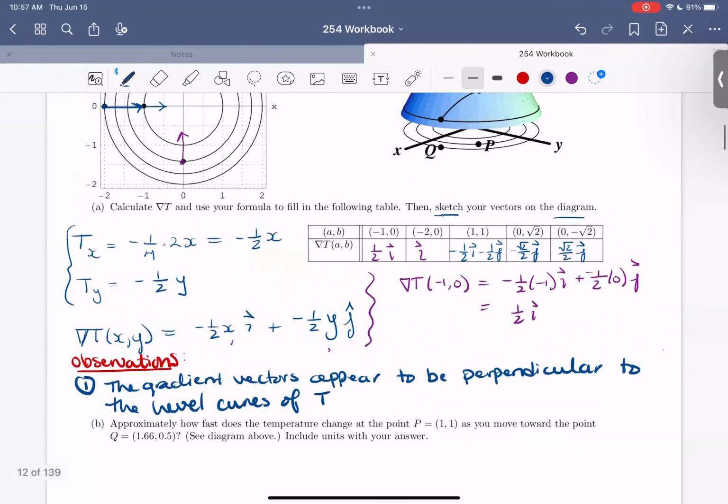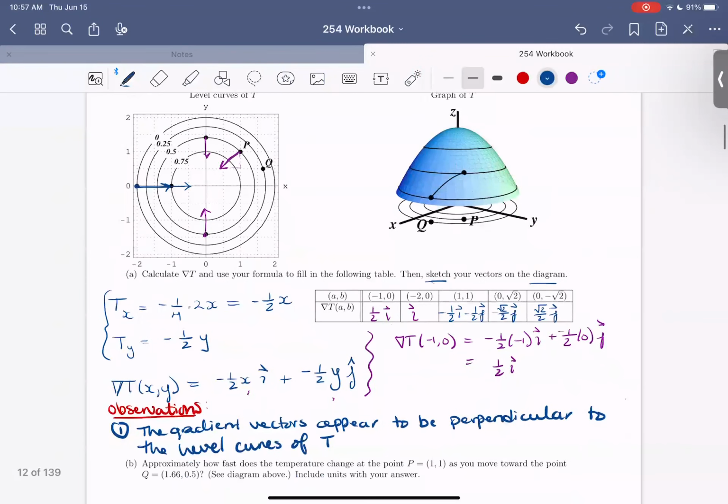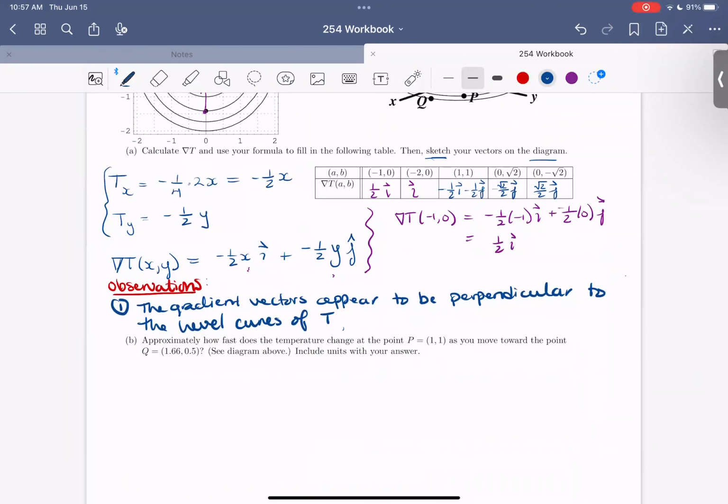And furthermore, what direction do they point? Well, they're all pointing into the origin, which for us at 0, 0, when x and y are both 0, the origin is actually the steepest, or the maximum of our curve, or of this surface. So they appear to be perpendicular to the level curves of T, and also point in the direction of the max of T, maximum of our function.